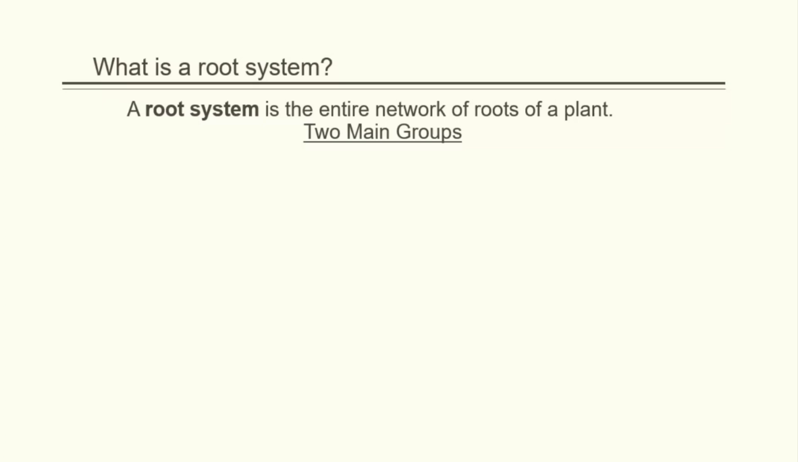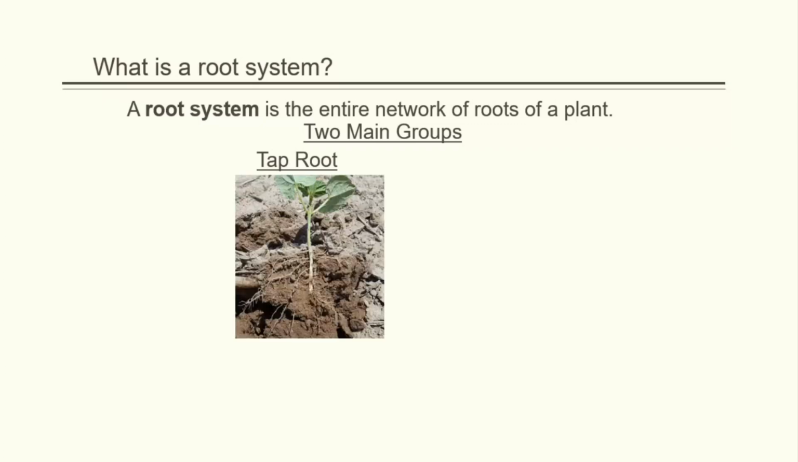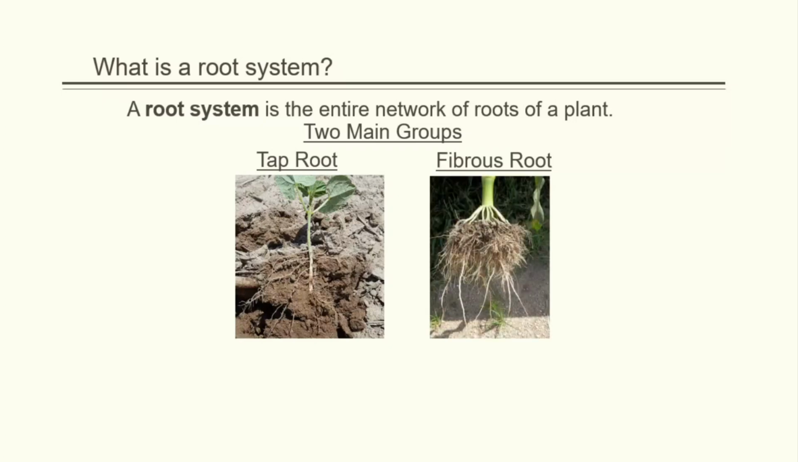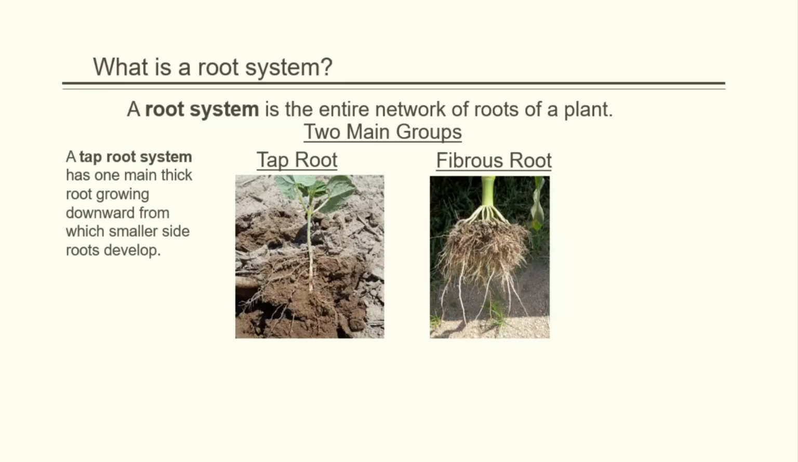We have two main groups of root systems. The name of the first group is called taproot. This is how a taproot looks. The next group is called the fibrous root. This is how it looks. A taproot system has one main thick root growing downward from which smaller side roots develop.